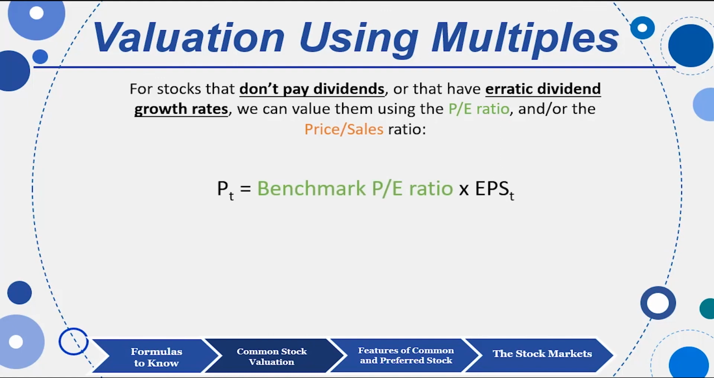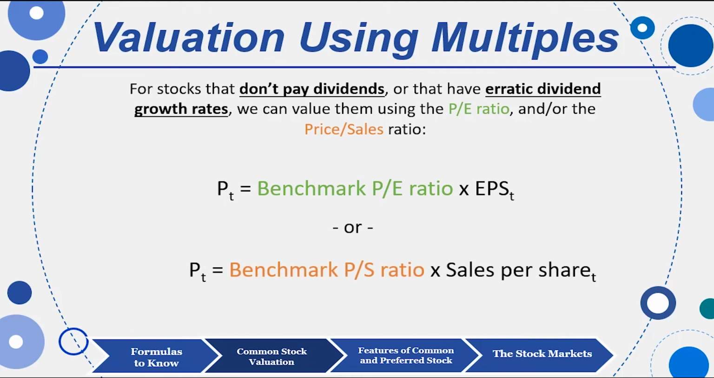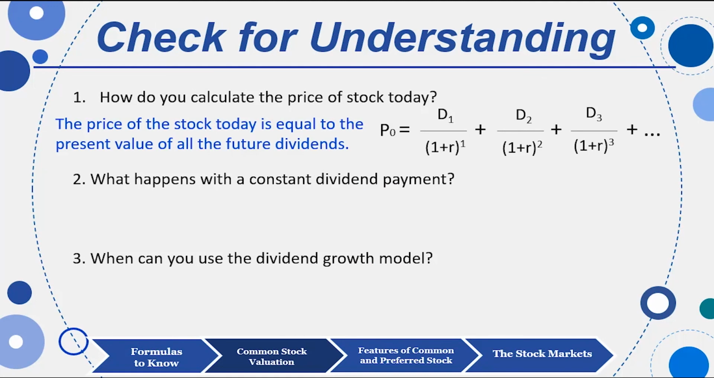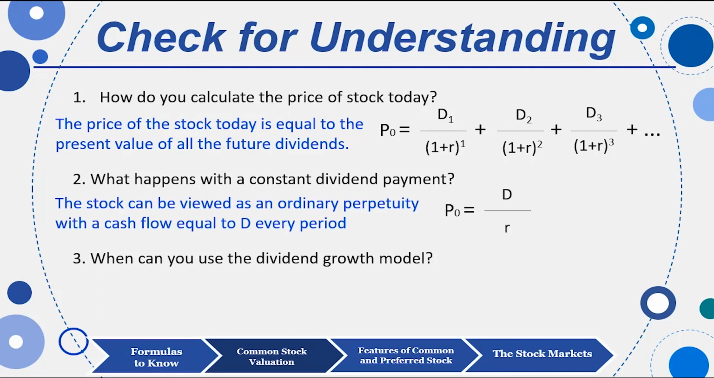Stocks sometimes don't pay dividends. eBay comes to mind. For many, many years it did not pay a dividend. How do we value that stock? Well, we can use some benchmark PE ratios or price to sales ratios to calculate an estimated stock price. How do you calculate the price of the stock today? P0 is equal to the present value of all the dividends plus the stock price at some time in the future. Again, if it's far enough out, it falls off the equation, as is shown here.